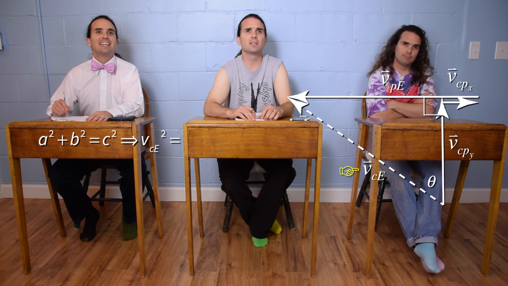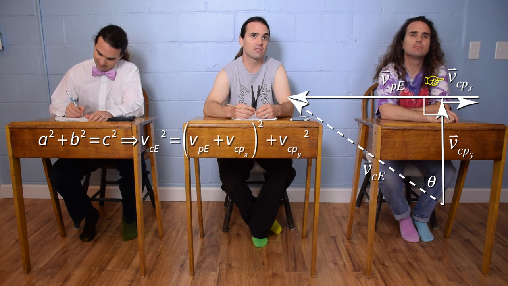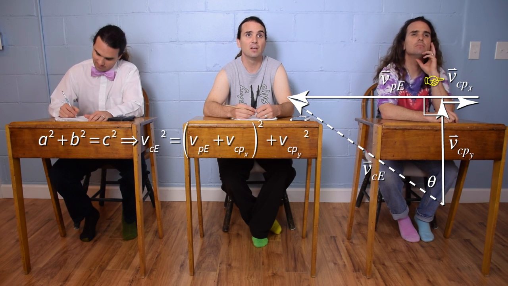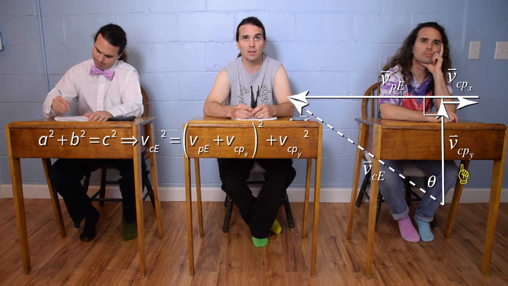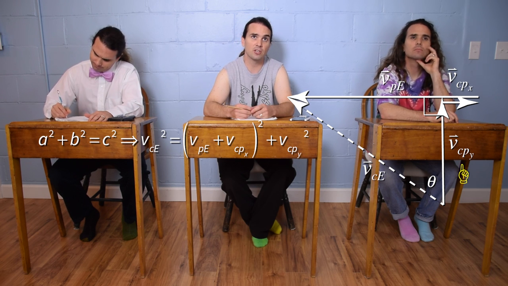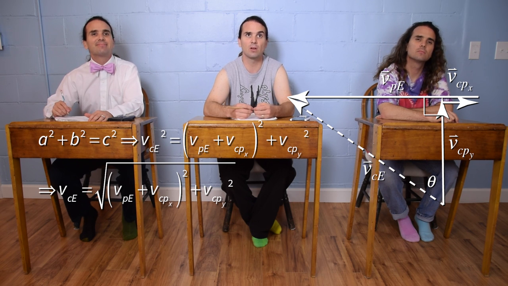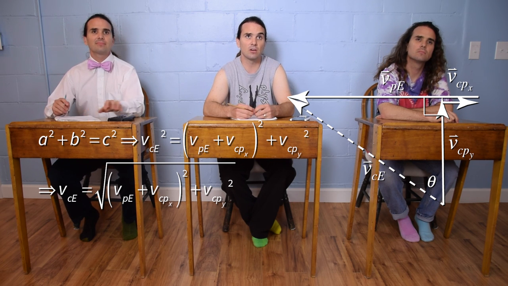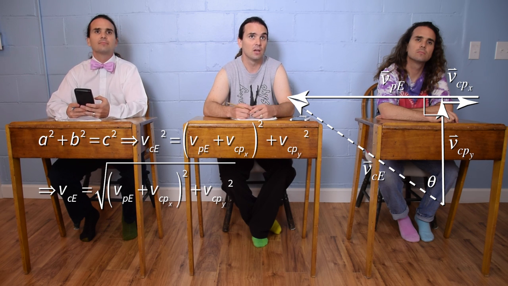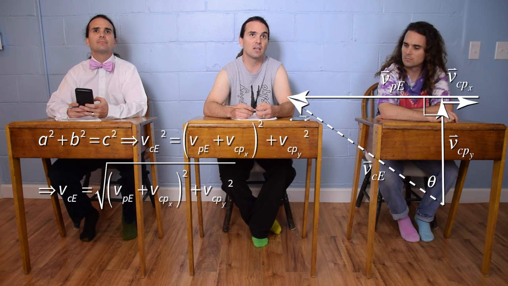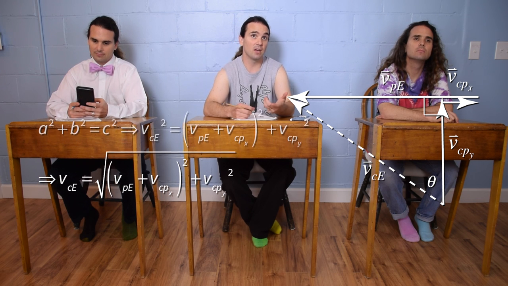Thanks, Bo. So it equals the velocity of the paper relative to the earth plus the velocity of the car relative to the paper in the x direction, that quantity squared, plus the velocity of the car with respect to the paper in the y direction squared. Take the square root of the whole equation and we get the velocity of the car with respect to the earth is equal to the square root of the quantity of the velocity of the paper relative to the earth plus the velocity of the car relative to the paper in the x direction, squared, plus the velocity of the car with respect to the paper in the y direction squared. Now we can plug in numbers.